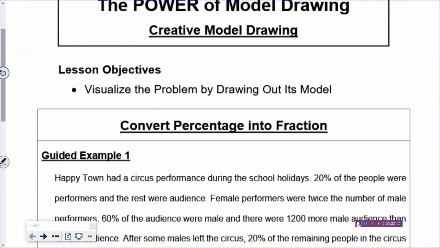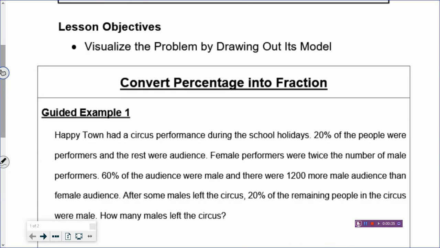Now if the problem has percentage, you can convert the percentage into fractions, and then the whole problem becomes like a normal fraction problem. And then you can use the fractions to draw the model. Alright, so let's look at example 1.